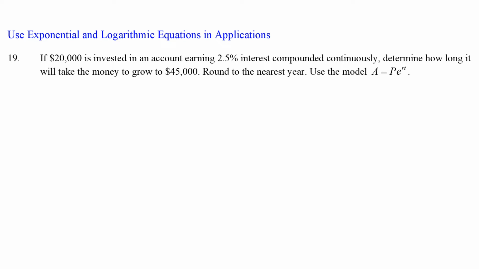I will start with number 19. Let's read the problem. So I have $20,000 invested in an account earning 5%. The interest is compounded continuously. Determine how long. So that's the question. How long? That means I'm looking for time.